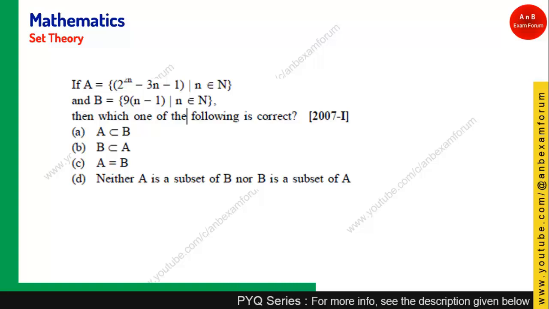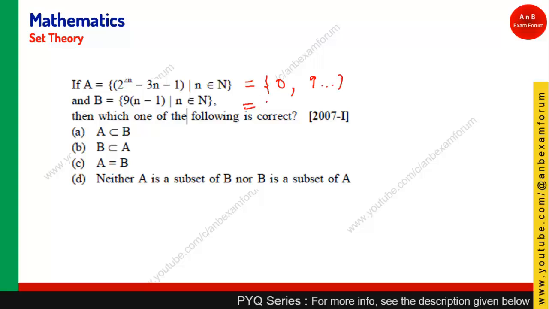Again, as I told you several times, just build the set. From those sets you can easily relate the answer. So 2 power 2n minus 3n minus 1, n belongs to natural number, so n starts with 1. So 2 power 2 is 4, 4 minus 3 is 1, 1 minus 1 is 0, so 0 is the first element. If you put n equal to 2, 4 to the power 2 is 16, 16 minus 3 into 2 is 6, minus 1, and it will be 9. And so on.